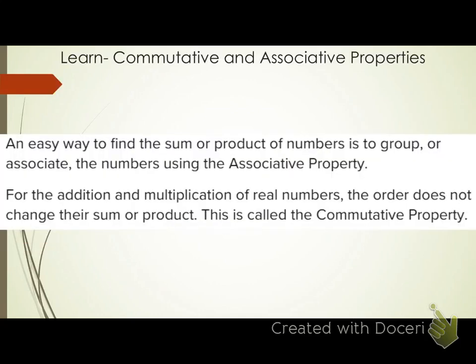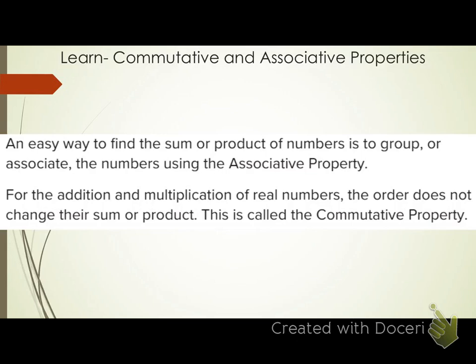An easy way to find the sum or product of numbers is to group or associate the numbers using the associative property. I'll expand on that whenever we get to a problem where we have to associate. But we usually use parentheses to group or associate numbers together. Okay? So our first property is the associative property today.